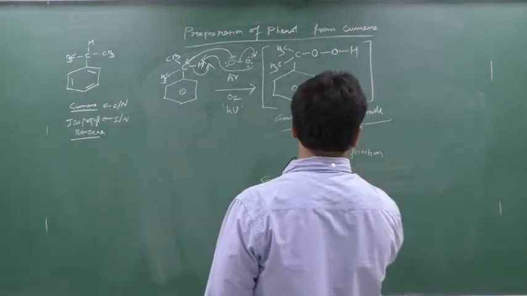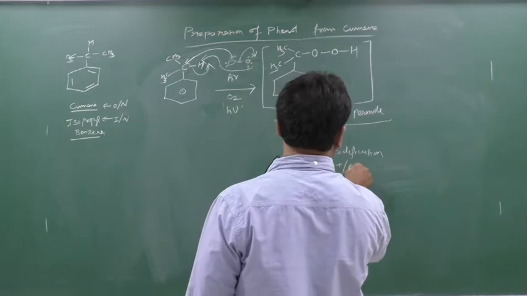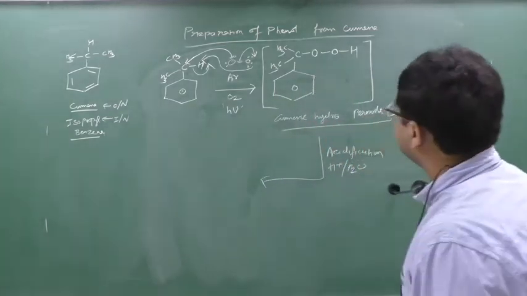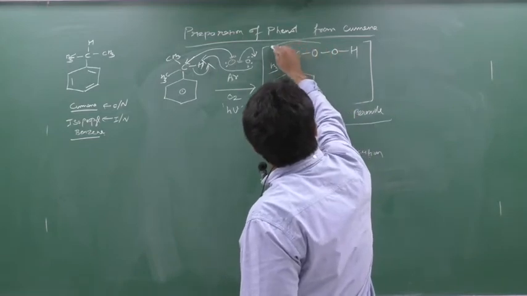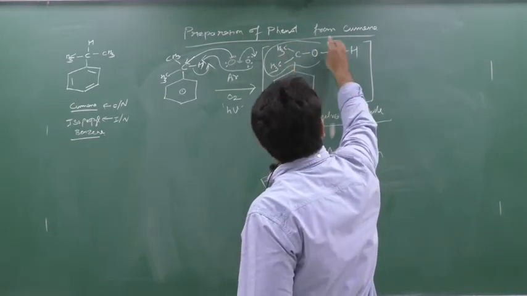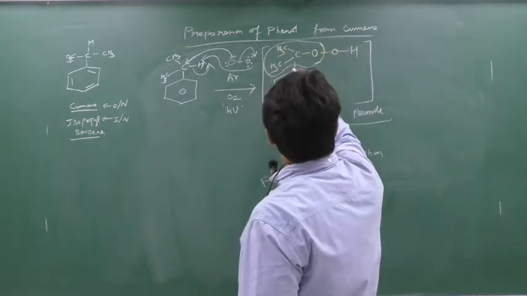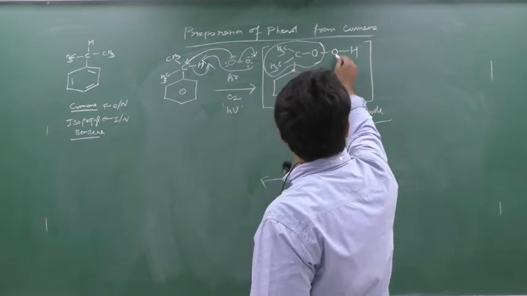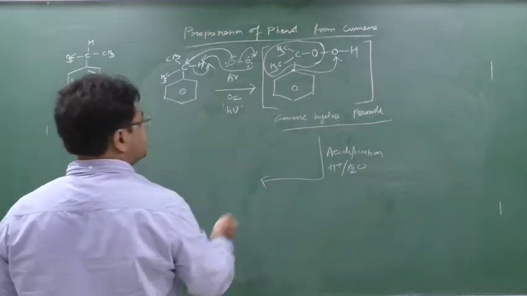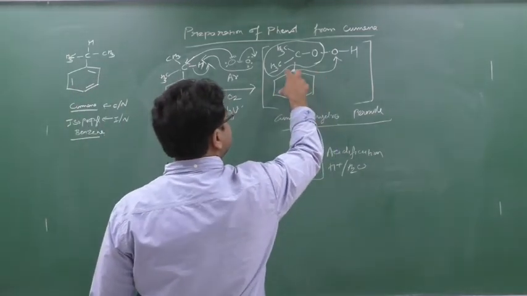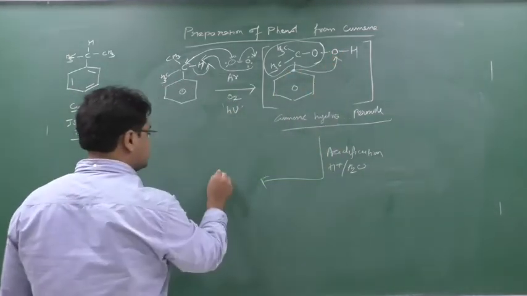When I do the acidification, I will get H plus and H2O. So what will happen in the acidification? See here. This portion will be removed as ketone, and this phenyl ring will shift to this oxygen here. See what changes occur: this phenyl is attaching to this oxygen.